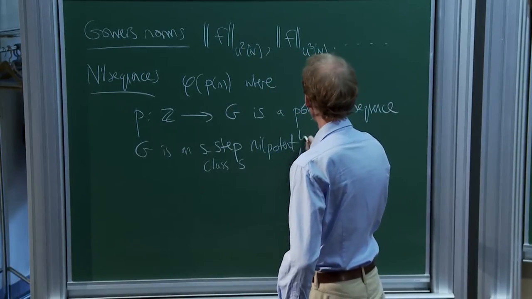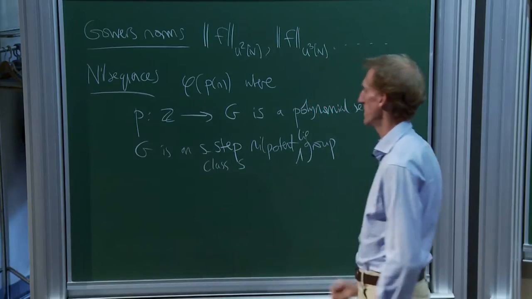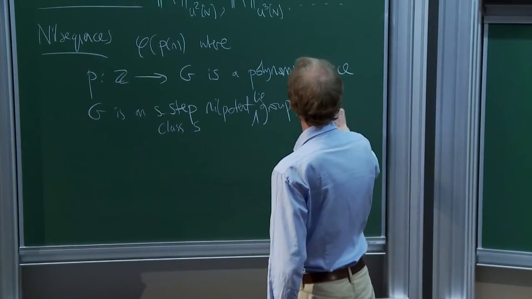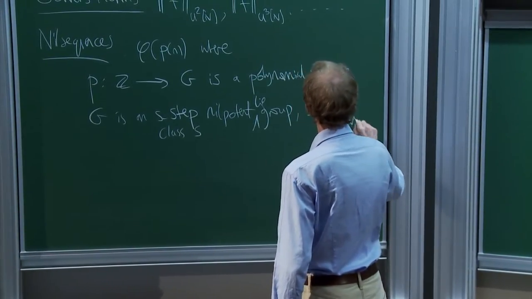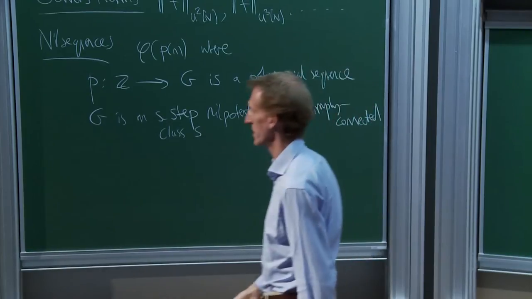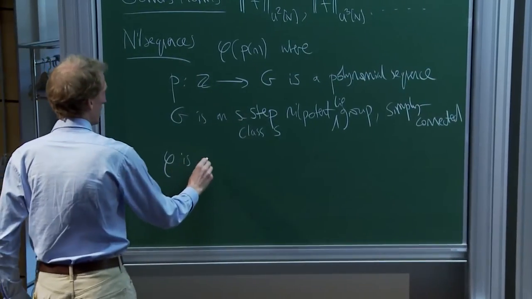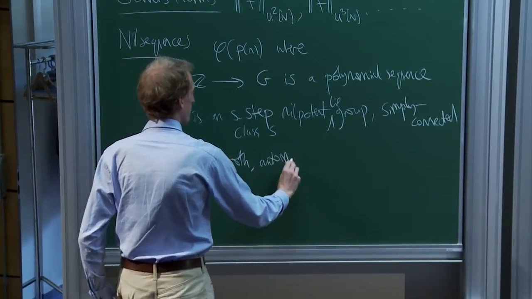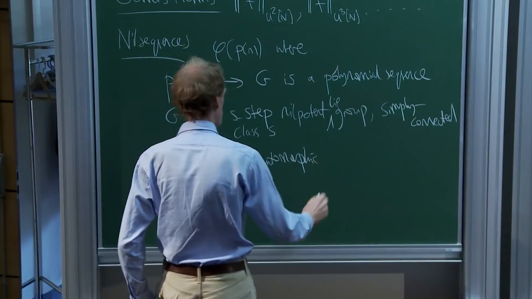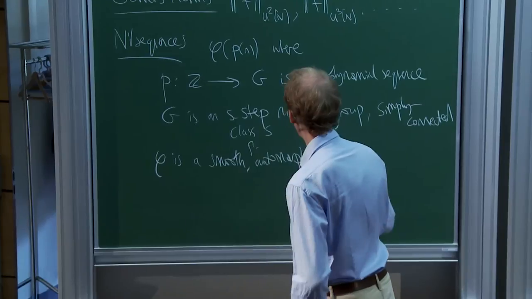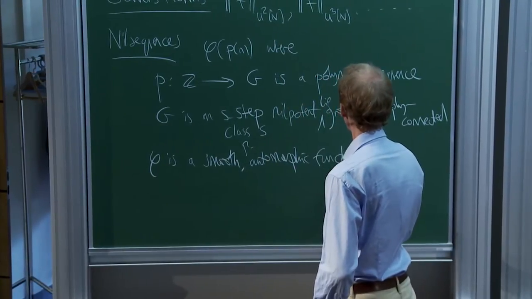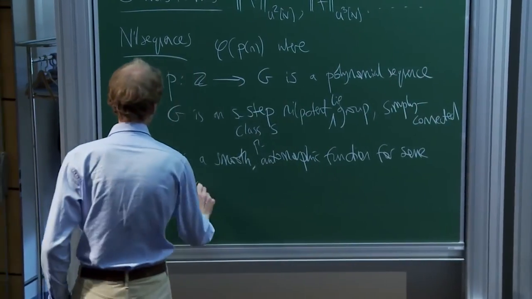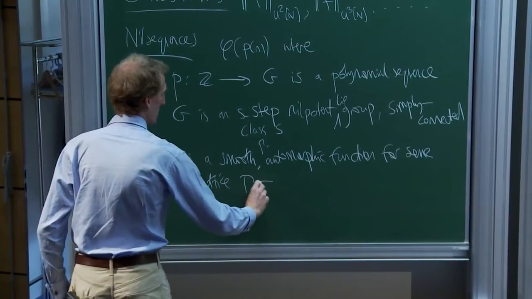nilpotent group. A nilpotent Lie group, which I'm going to assume is simply connected. And phi is a smooth automorphic function, a Gamma automorphic function for some lattice Gamma in G.